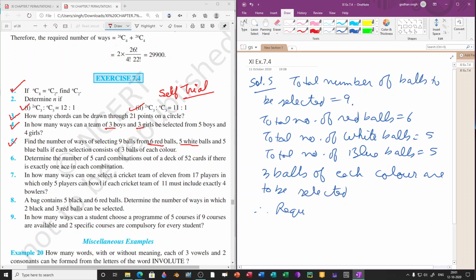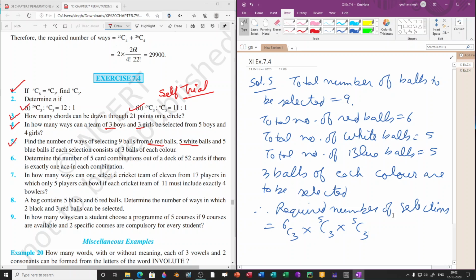Therefore, required number of selections is equal to. So first of all, out of 6 red balls, we will select 3 because we have to select 3 balls of each color. So 6C3 into. Then we will go for white balls. So 5C3 into. Total number of blue balls are 5. So that is also 5C3.